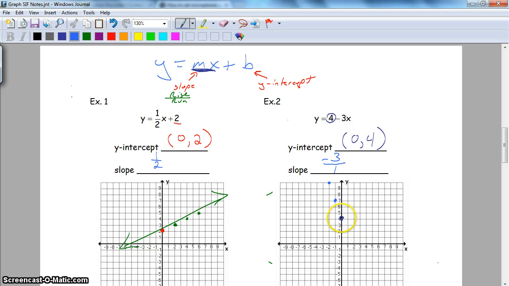Now, here's the thing. What if, let's go back to our y-intercept, what if I went down 3? Then which way do I have to go? To the right. 1, 2, 3, go to the right. Guys, make sure that your slope is going the way you want it to. This is a negative slope, so make sure from left to right, your line is going down. Then once you have a bunch of points, go ahead and draw your line.